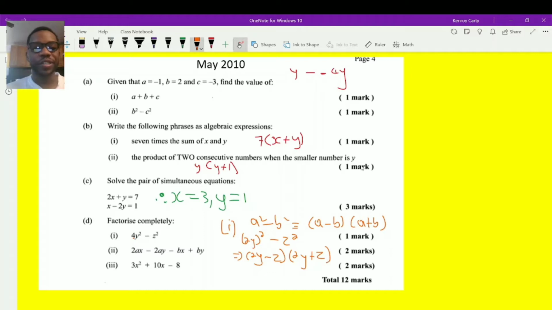All right, case number 2. I'm going to put it right here. Classical case, normally when you see 4 terms, so you have 2ax minus 2ay minus bx plus by.